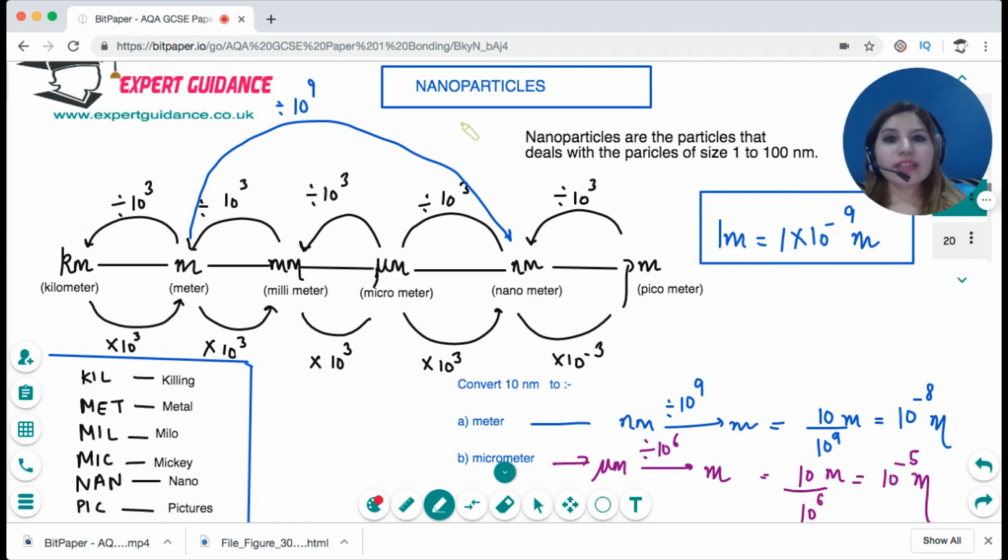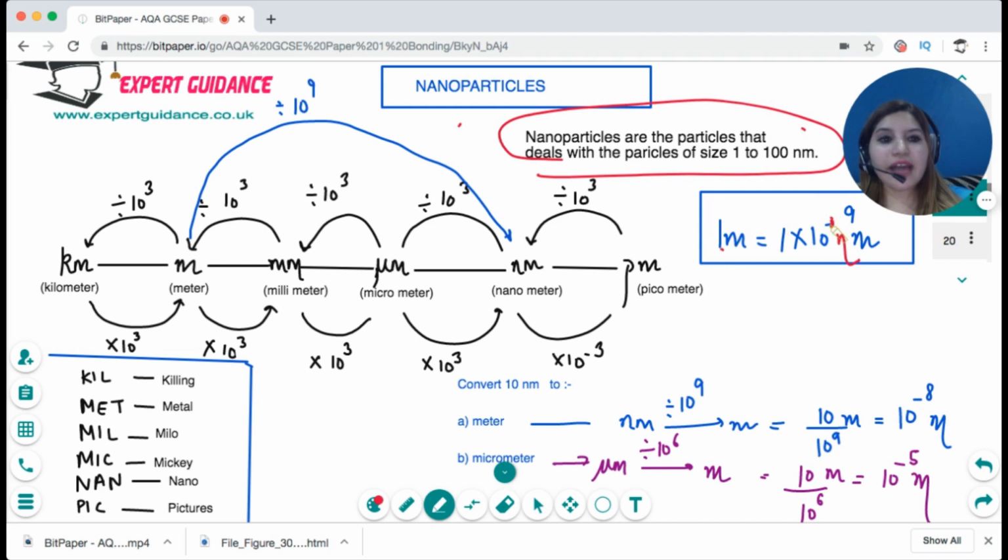Next, you have the concept of nanoparticles. These are particles of size 1 to 100 nanometers. Now, 1 meter is 10 to the power 9 nanometers. Okay, so 1 nanometer is 1 times 10 to the power minus 9 meters.